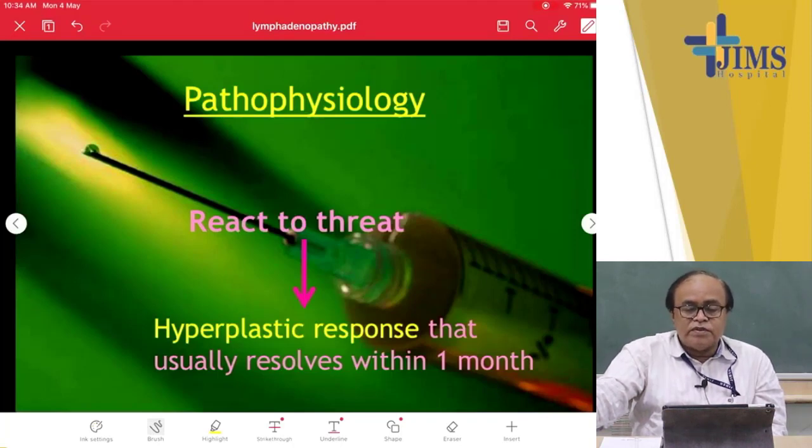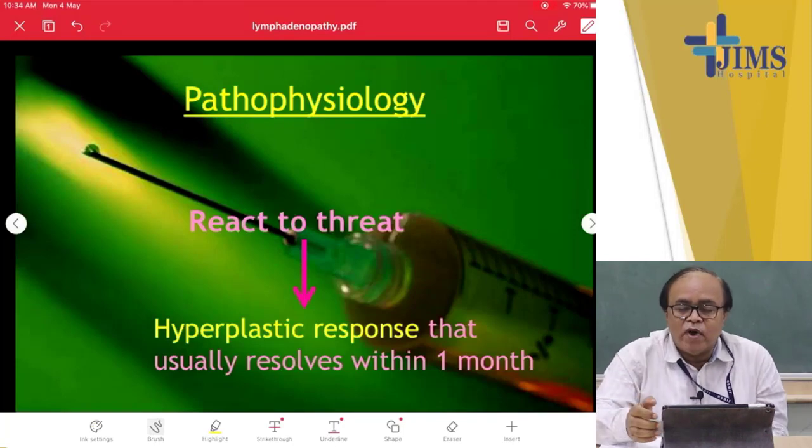And moreover, when the body is under threat, then there occurs a hyperplastic reaction in the lymph nodes. The body responds by increasing the cells and other things in the lymph nodes to protect the body, and that is the hyperplastic response. If it is a simple type of infection, it resolves within 1 month.